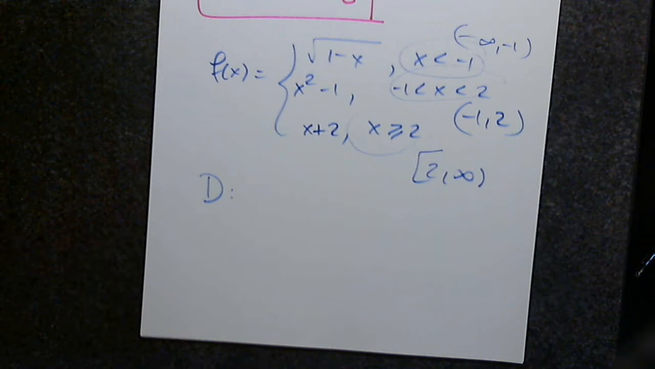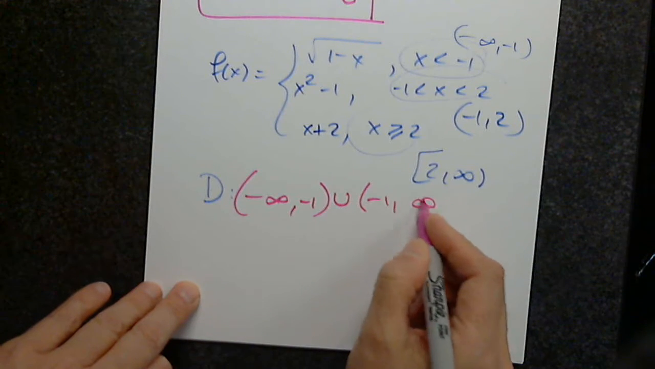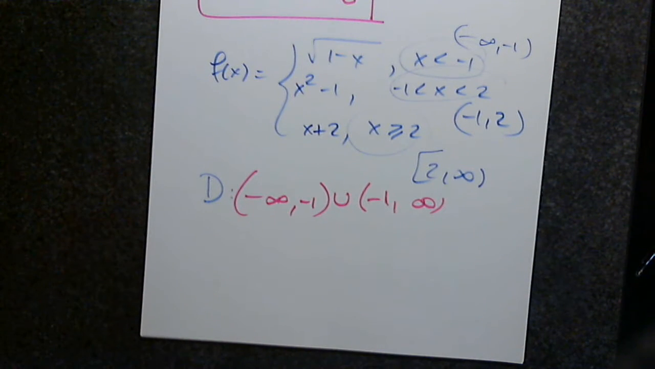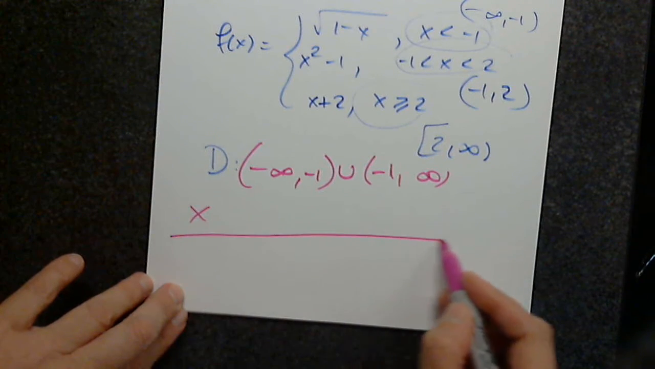One more time. Well, let's look again. Correct. Negative infinity to negative 1, union negative 1 to infinity. Very good. So let's put it in the table.